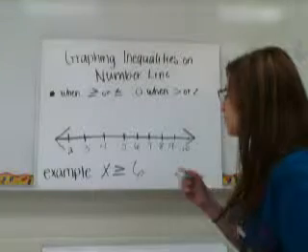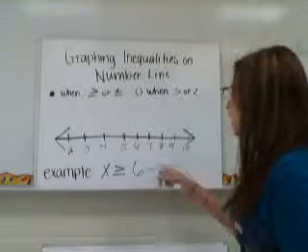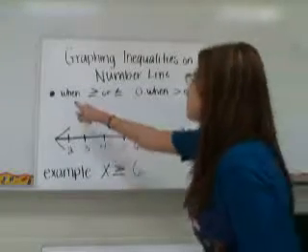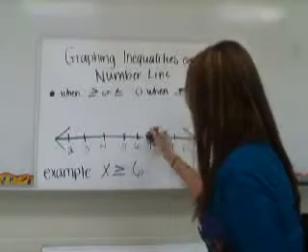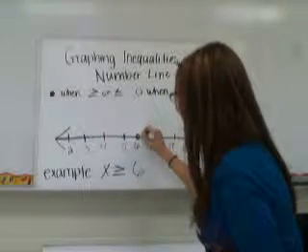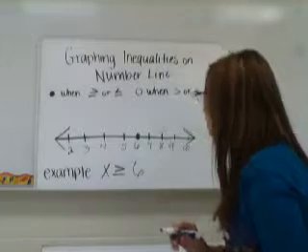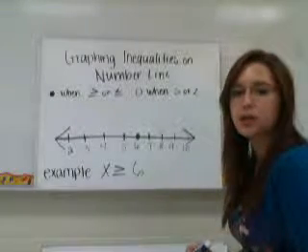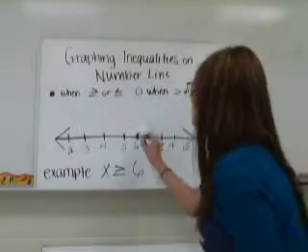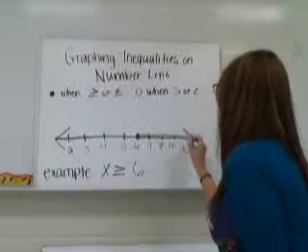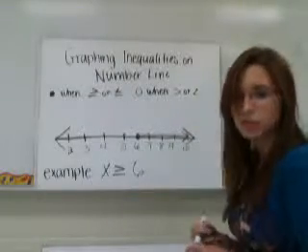X is greater than or equal to 6. Alright, I do have or equal to, so I'm going to use my solid dot, and I'm going to put it on 6. Alright, then I need to go to all numbers greater than 6. Just like that.